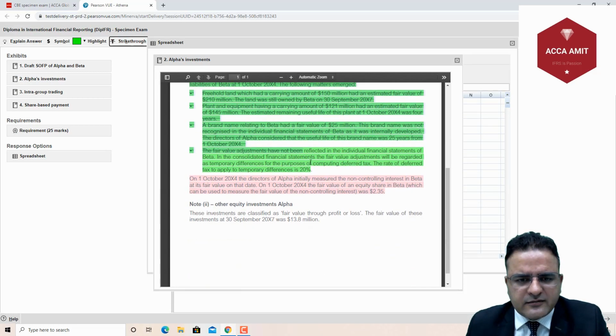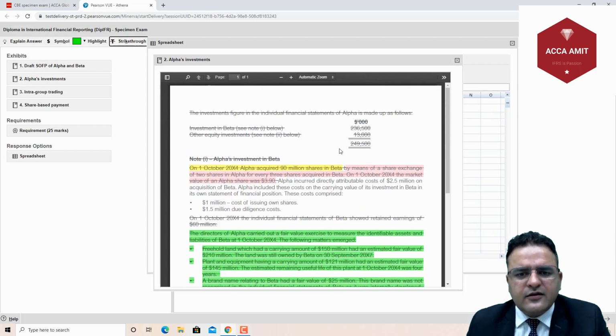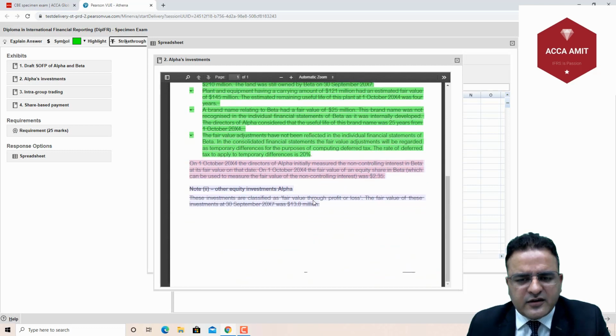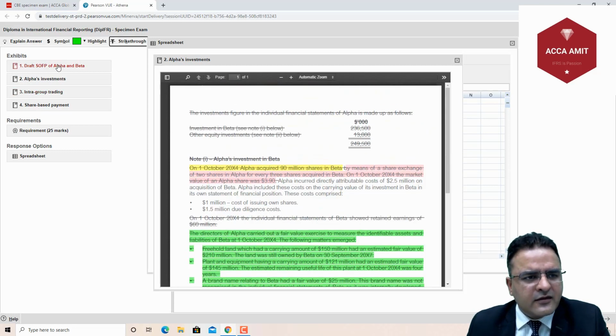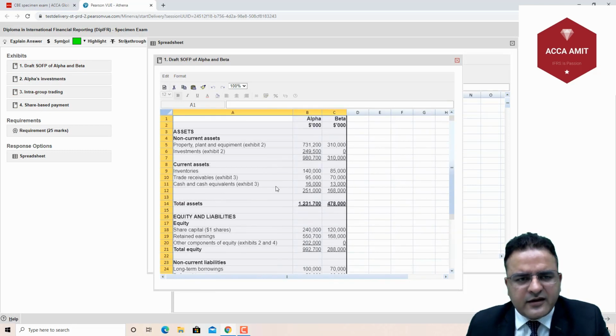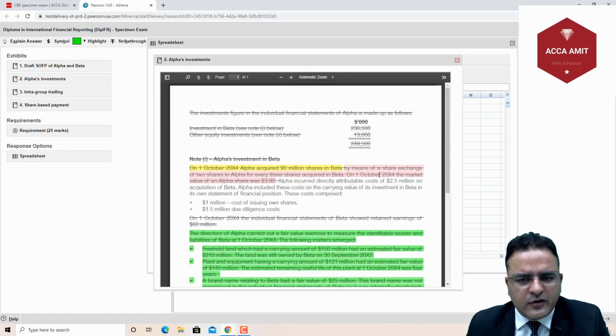This is yet to be done. You dealt with this information as well. So you can remember that this is yet to be done so that we can take care of it when we are dealing with the transaction. So Exhibit 2 is done. Exhibit 1 we have copy pasted it as part of our spreadsheet. Exhibit 2 is done.